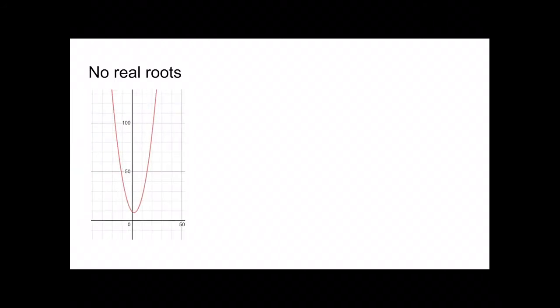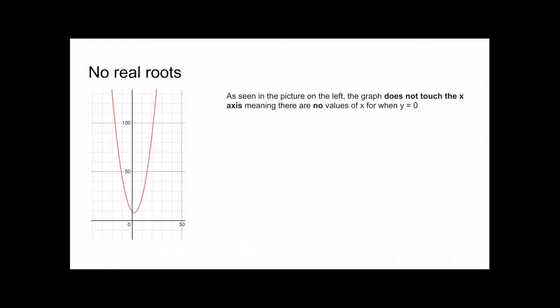Alright, so some even further discussions, and some further examples, and bring up a graph. Alright, so as you can see, this is a graph with no real roots. So how can you tell? As seen in this picture on the left, the graph does not touch the x-axis, meaning there are no values for x when y equals 0.